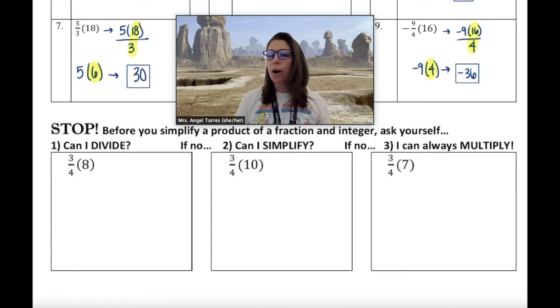Before you simplify a product of a fraction and an integer, always ask yourself first, can I divide? If not, ask yourself, can I simplify? And if not, you're just going to multiply. So let's take a look at these 3 examples.